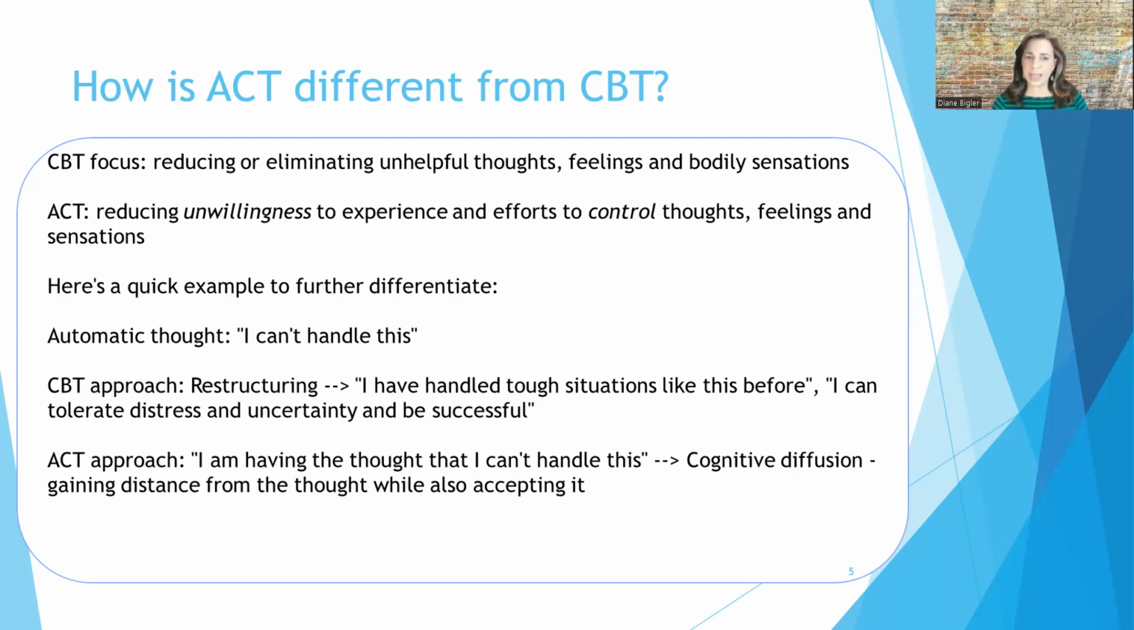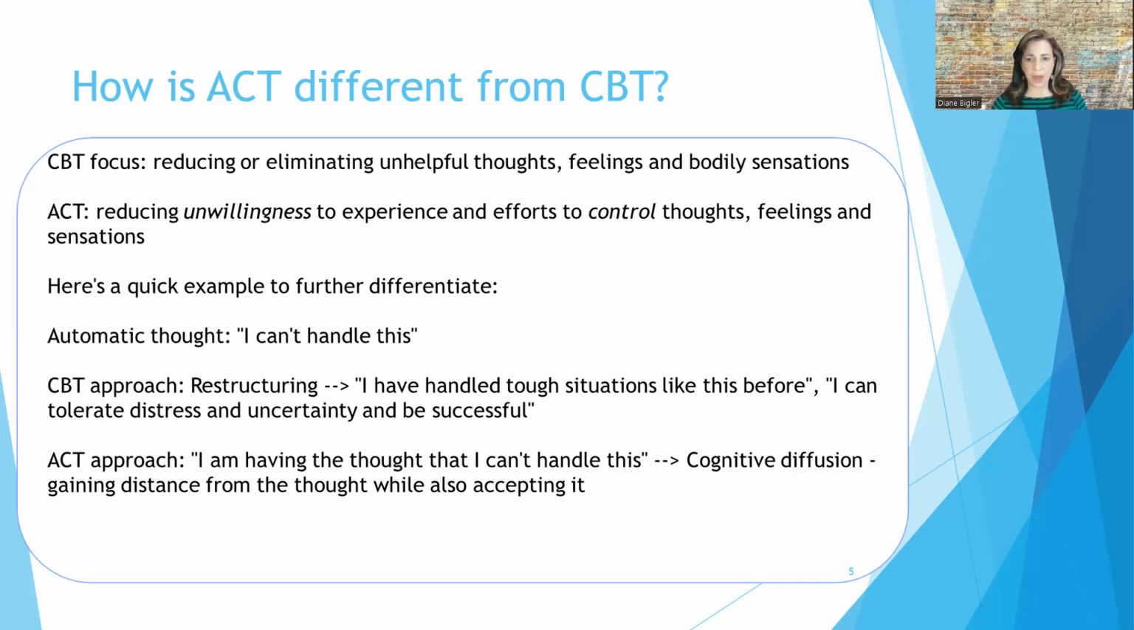What ACT says, and the approach of ACT, is this: "I am having a thought that I can't handle this." And we call this cognitive diffusion. And this is getting distance from the thought while also accepting it. So I'd like you to imagine that you are a mountain, right? And so you are a mountain. As you know, mountains don't move, they're stationary. But what does move above a mountain are clouds, right?